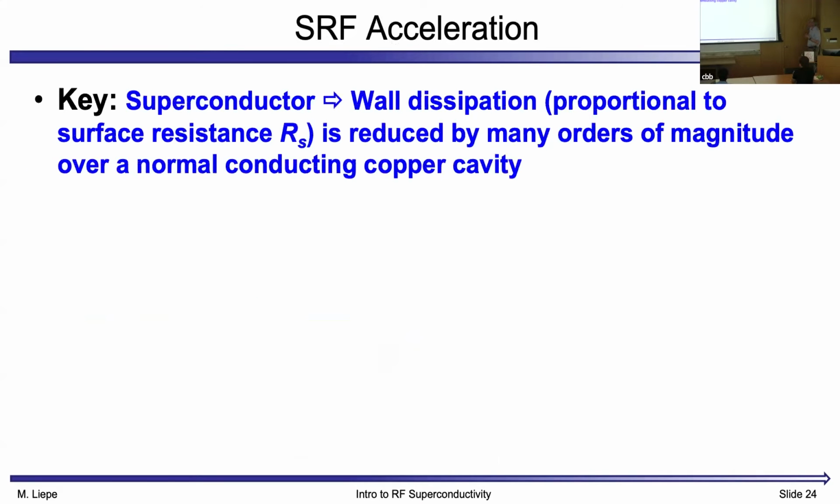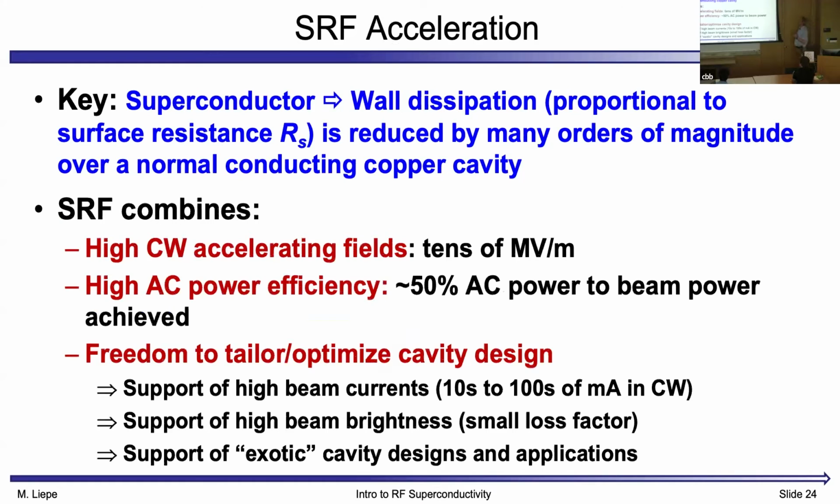So by reducing the wall dissipation, by making the walls superconducting, we get several benefits. It allows us to go to high operating fields, especially in continuous operation, much higher than what we could ever do in a copper cavity, because the copper cavity would just melt. Very high power efficiency, like green accelerators, energy sustainability. It will help with that. But it also allows us to tailor and optimize the cavity design, taking other things into account.